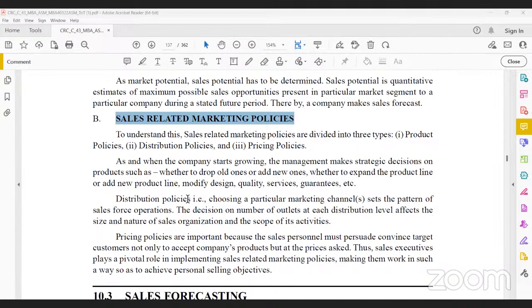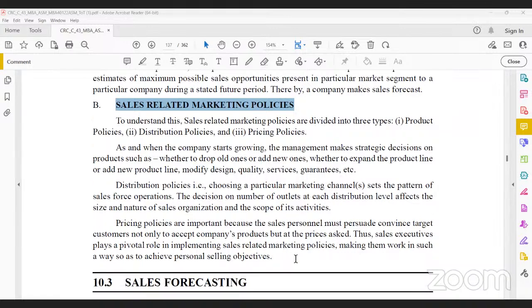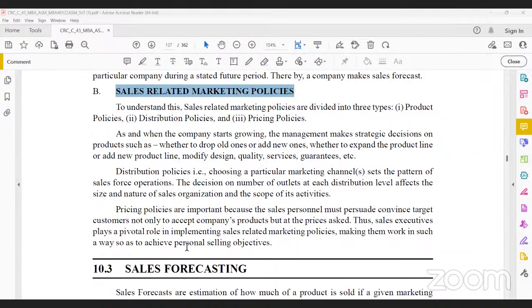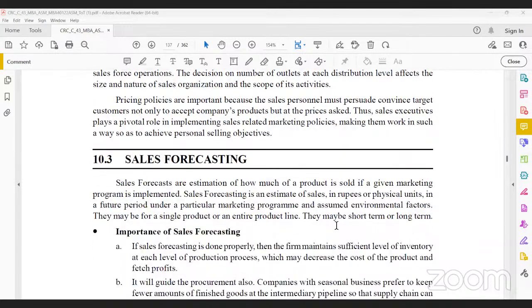Now the third important policy is pricing policy, because the salesperson must convince the target customer not only to accept the company's products but also the price they are asking. The product is good, but if the price is very high, people won't buy your product. They will buy the competitor's price range up to a certain period. The sales executives play a vital role in implementing sales related marketing policies, making them work in such a way as to achieve personal selling objectives.